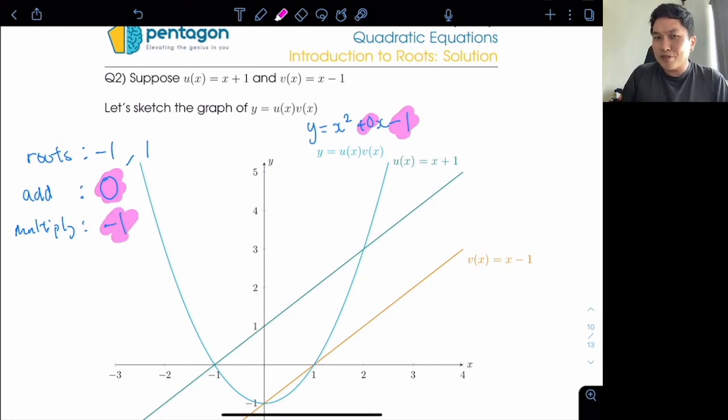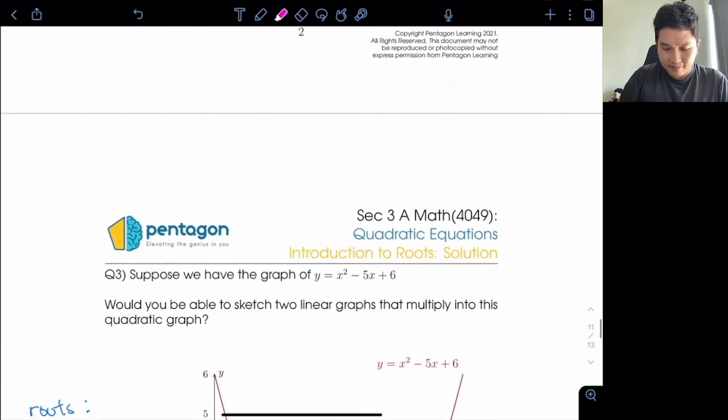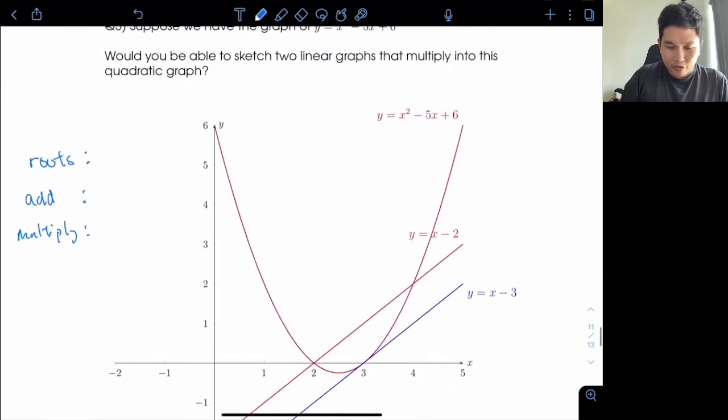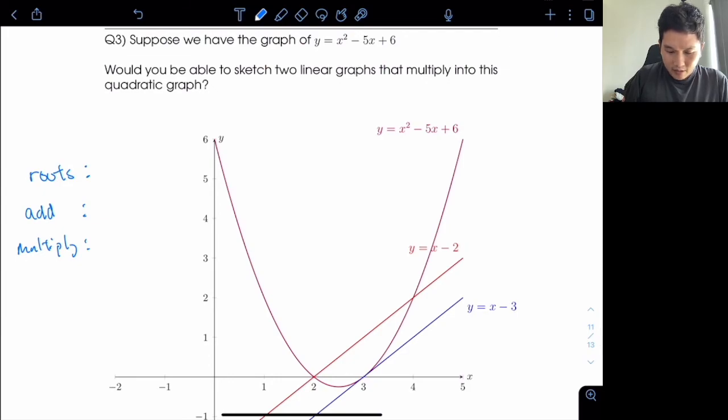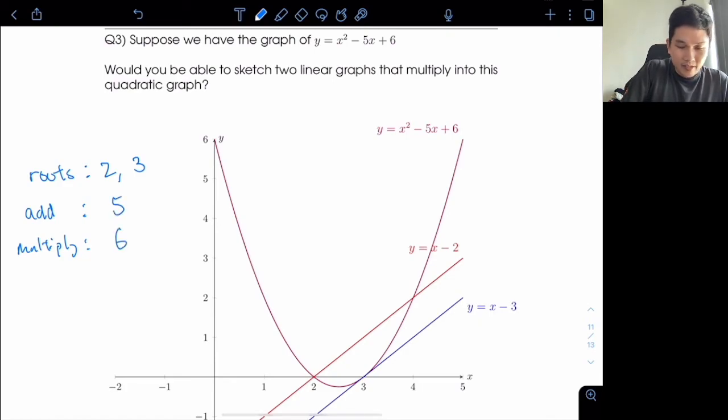Okay, and if you're still not convinced, let me show you with question 3. So question 3 over here, the roots are 2 and 3. If I add them together, that would be a 5. And if I multiply them together, I'll get a 6, which you can see over here. Negative 5, right? And a 6.